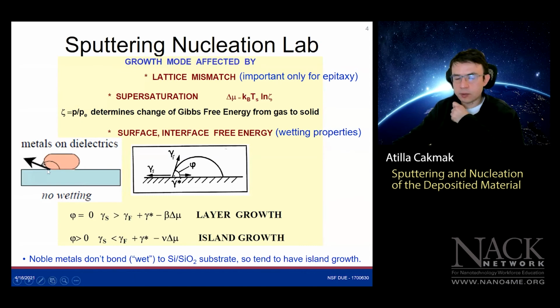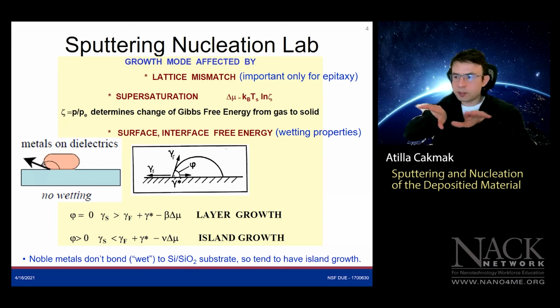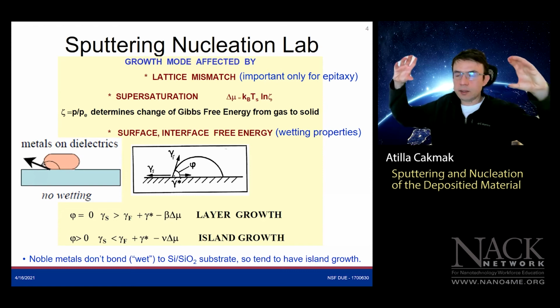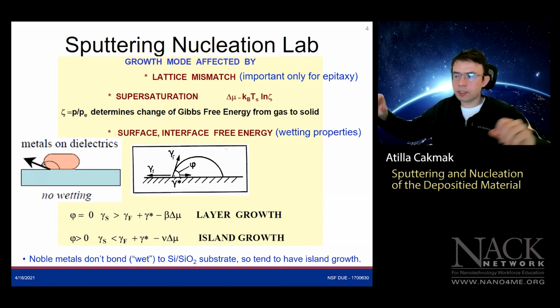Because gold, as a noble metal, will not have good adhesion with the substrate, which is going to be glass. It will not bond to the glass efficiently, and gold will not stick to or wet the surface of the glass, in other words. So it's going to be easy to migrate gold on the surface. The gold will be able to diffuse easily on the surface, okay?